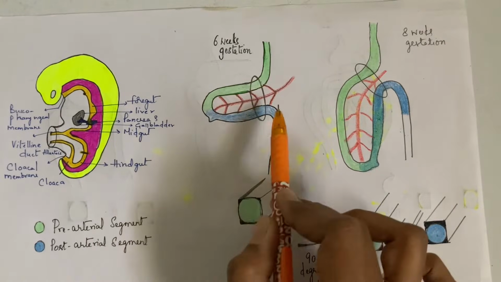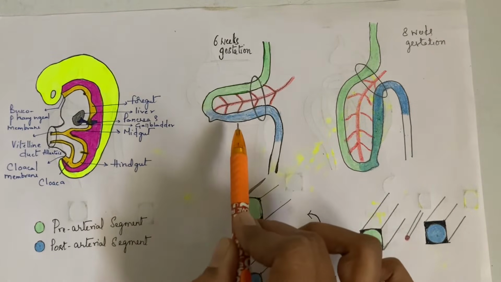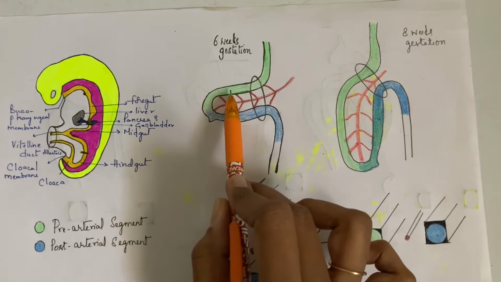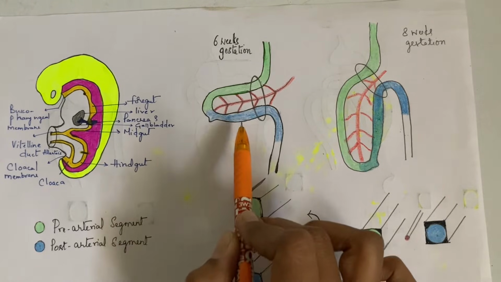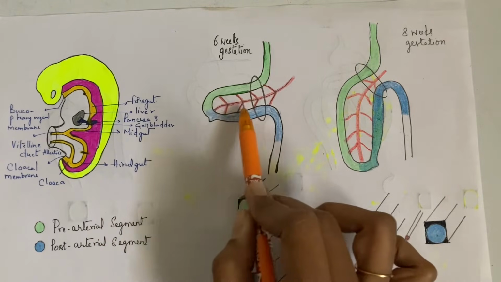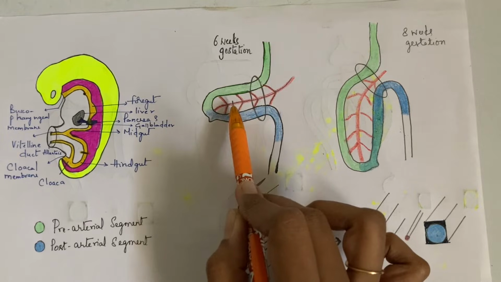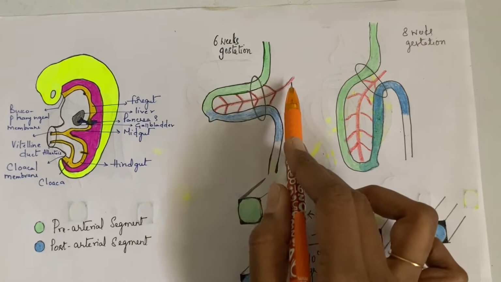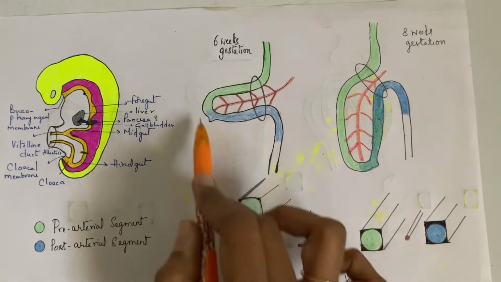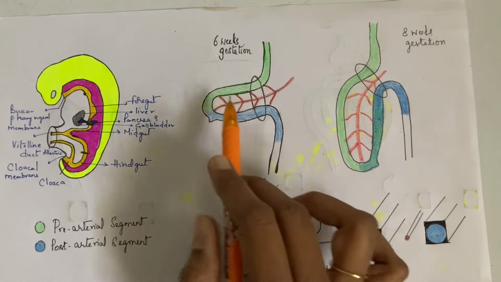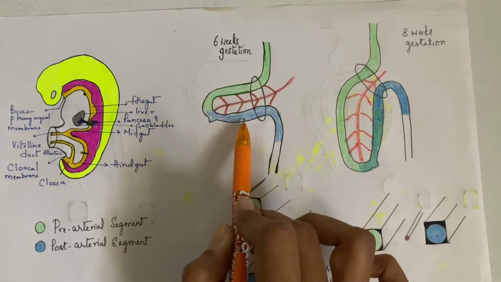So this U-shaped loop has a cranial part and a caudal part, proximal, distal, or prearterial segment and postarterial segment. In the space of the U-shaped loop the mesentery is present, and the superior mesenteric artery passes in this mesentery and supplies this midgut. So prearterial segment, postarterial segment.